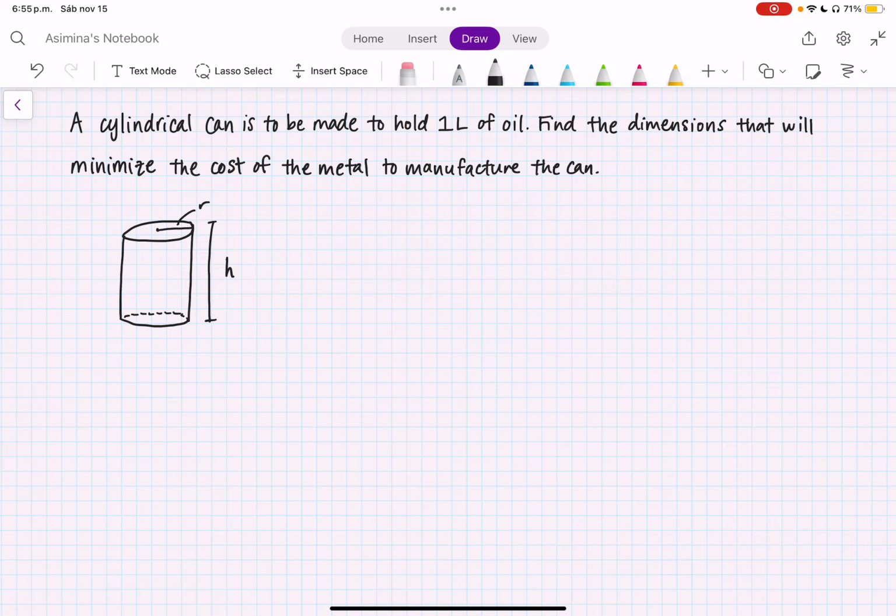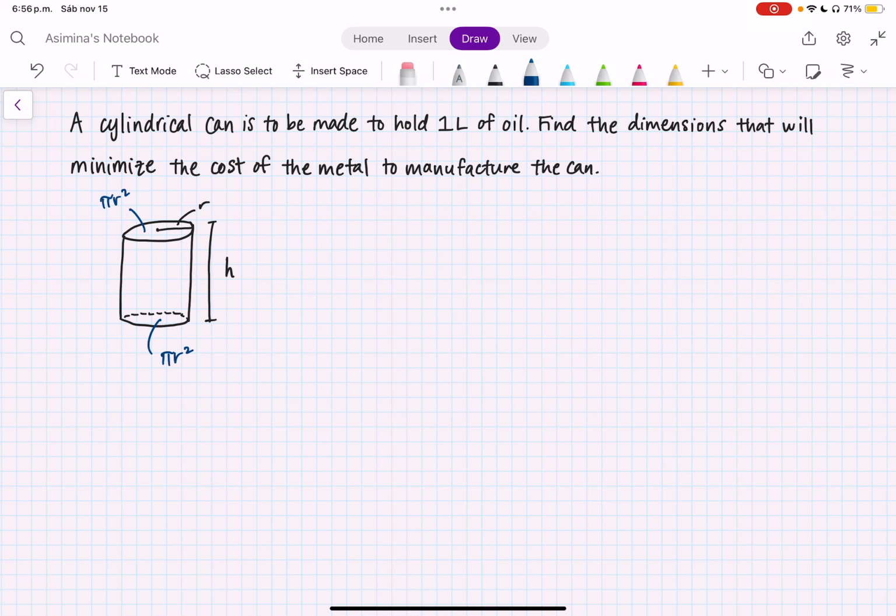Well, what's the area of the top and bottom? The top and bottom are just 2 circles. So what's the area of a circle? It's pi r squared. So this base has area pi r squared. And up here, the top part also has area pi r squared.